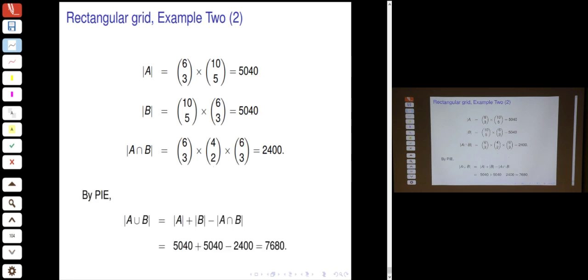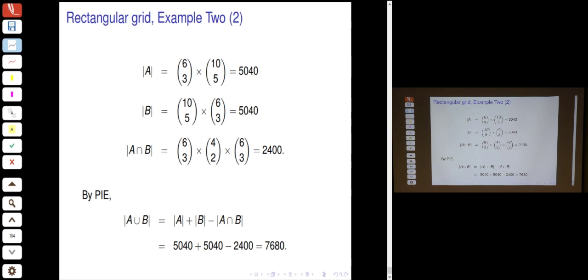Now by the PIE, you know the size of the union is the size of A plus the size of B take away the intersection. So it's just this. You'll see more examples in your tutorial problems. So that is lecture 7. I should have finished it last time.